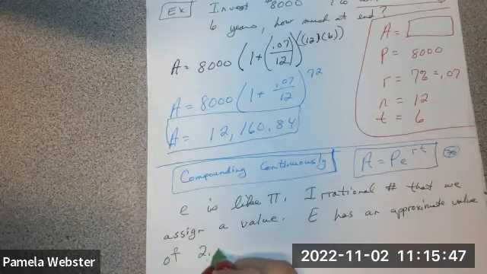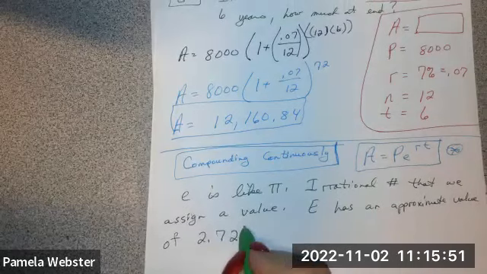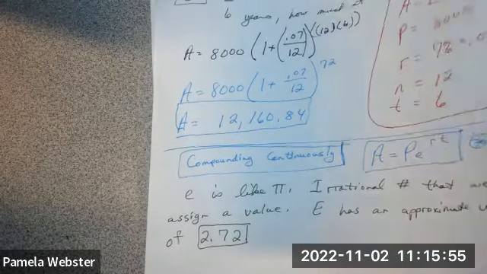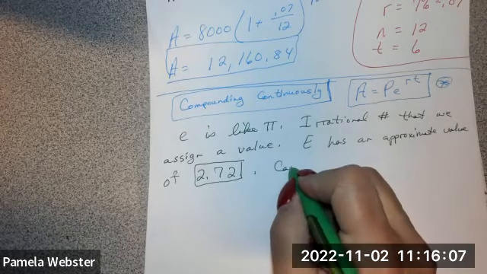Of 2.72, okay? And again, it's actually like 2.718 and so on. Like if you went on your calculator and punched the e button and told it to give you an equal to, it would give you a long decimal, okay? This number is called the natural number.